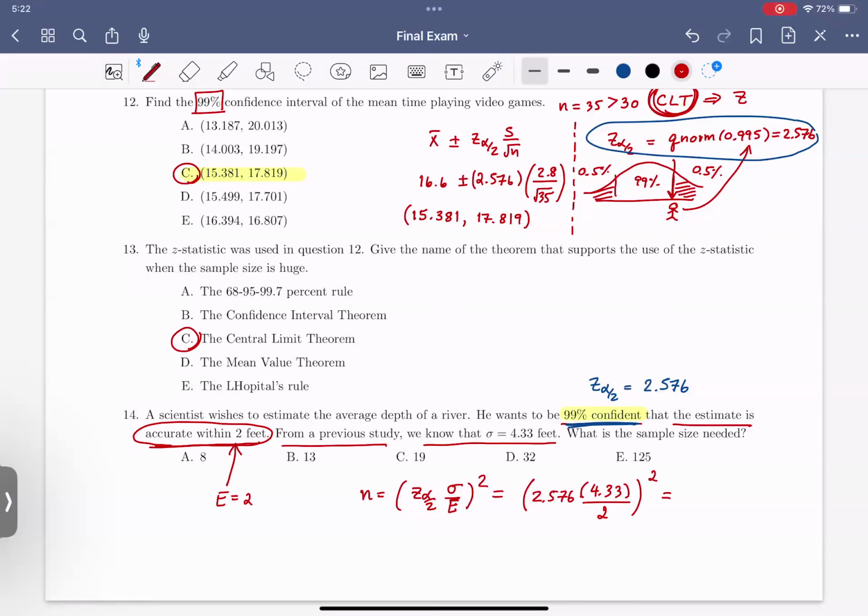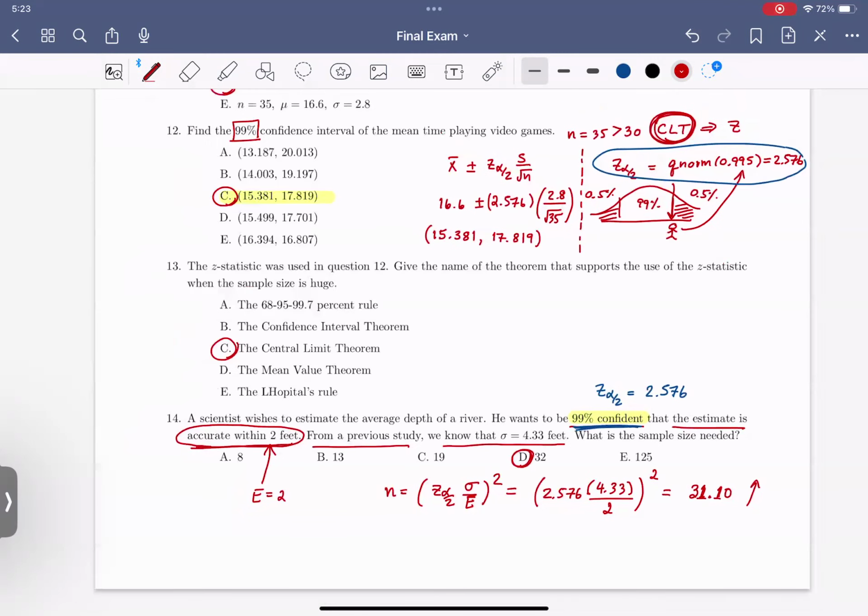So once you hit it in the calculator, you're going to obtain the number you want. I'm going to put 2.576, multiply by 4.33, and then divide by 2, and then I'm going to square all of it, which gives me 31.10. And the tricky part for the sample size is that you need to round it up, right? Because you cannot take a sample of size 31.1. It's impossible. You have to get size 32. So that means choice D is the final answer for this question.